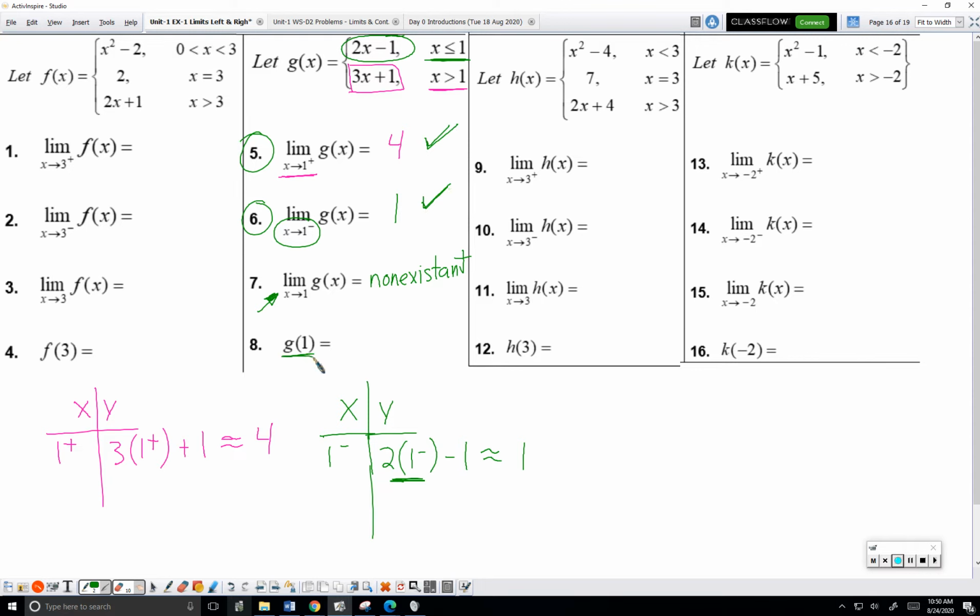G of 1 means I plug in exactly 1. So up here, when x is exactly 1, using this formula, 2 times 1, subtract 1, that's going to be exactly 1. The left and right limits do not match. Therefore, the overall limit is non-existent. That's a jump because the left and right limits did not match.